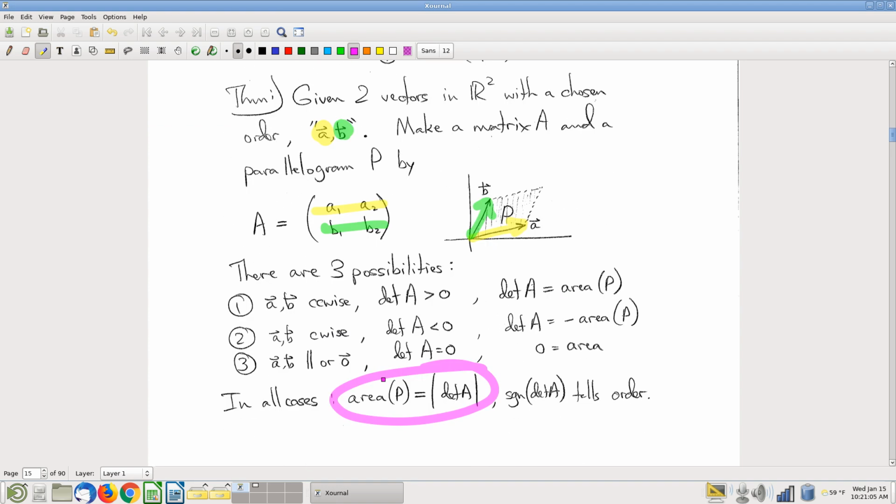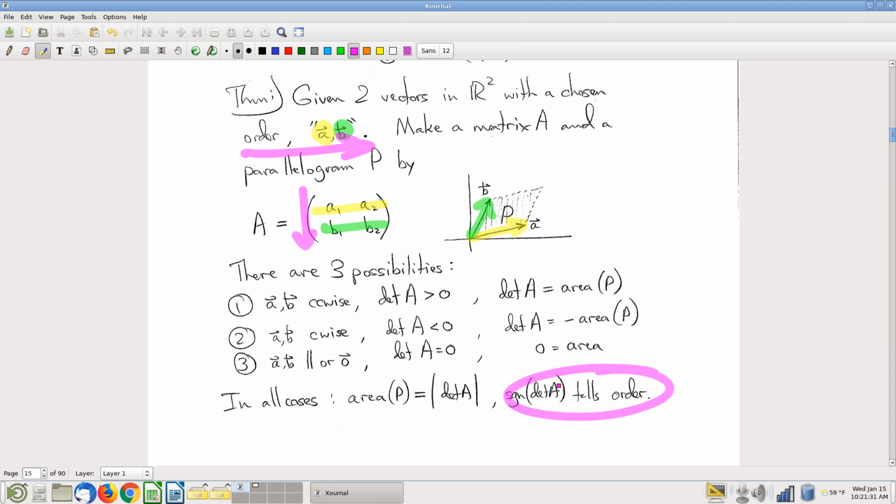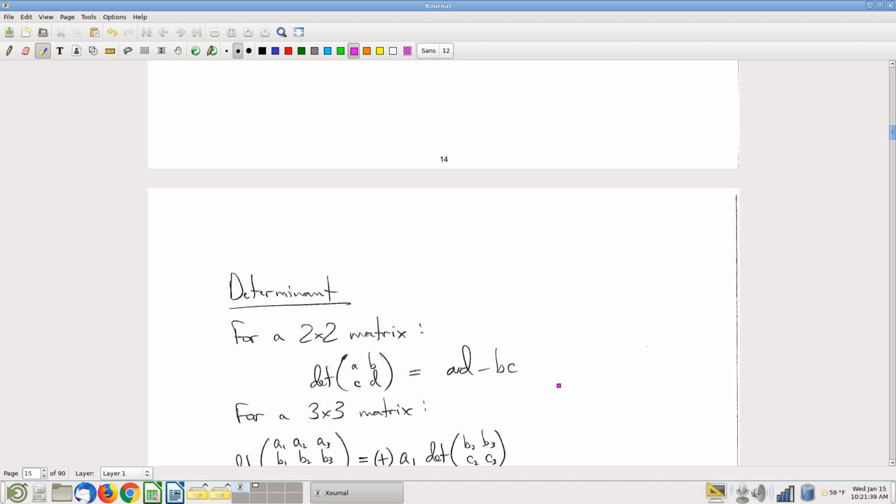And arguably even more mysterious, the order, whether AB is a clockwise or counterclockwise order. Critically, of course, you've got to make the vectors the rows in the same order that you're interested in. The sign of the determinant tells you about the order. This is very, very surprising. A tremendous amount of geometric information in this seemingly unimpressive, uninteresting little formula. So crazy weird.